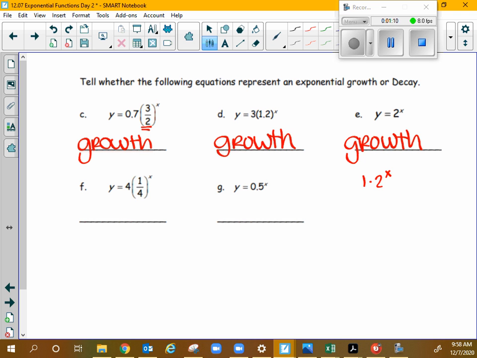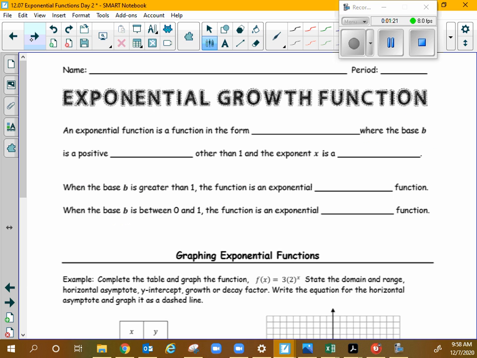Letter F. That's decay. 9. Decay. All right. So now, your notes.